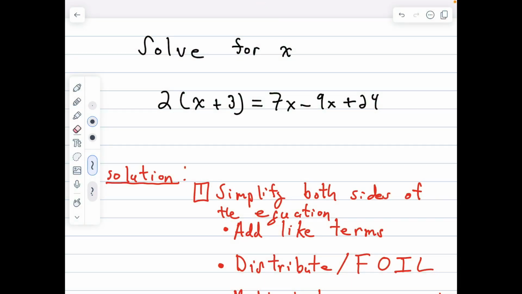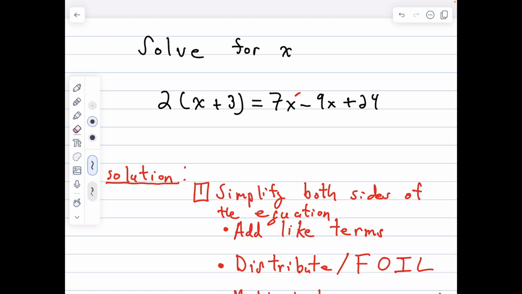All right, hello everyone. So today we're solving a linear equation. Solve for x: 2 times the quantity x plus 3 equals 7x minus 9x plus 24. When I say linear, I mean I only have one variable and it's to the first power here.